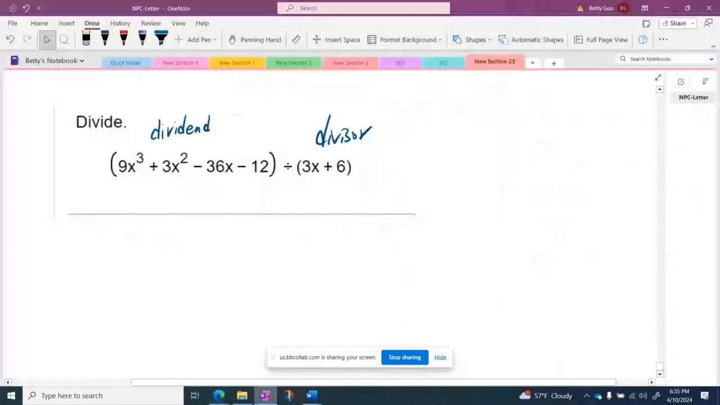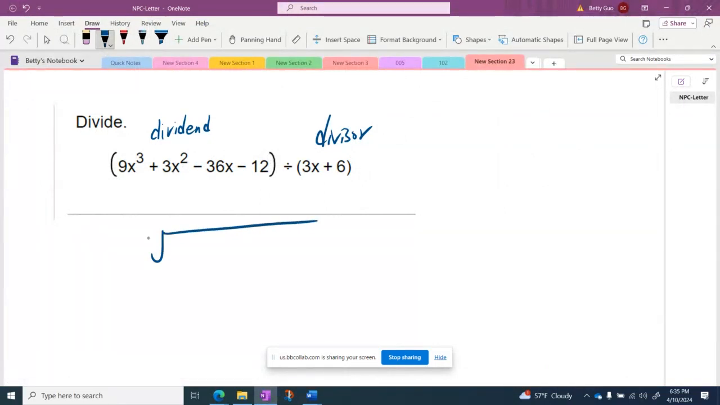Yes, they are. Sometimes they might not, then you have to modify, right? Like the example I gave you on Monday. So once they are in a standard form, we place the standard form of dividend under the roof, the division notation. 9x cubed plus 3x squared minus 36x minus 12. And then place the divisor next to the symbol, 3x plus 6. And let's start the long division process.